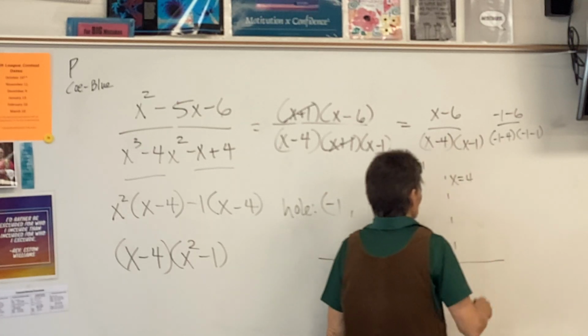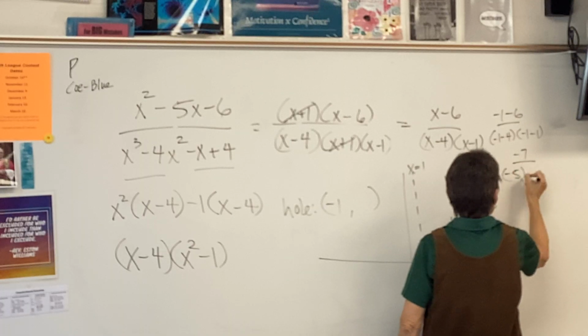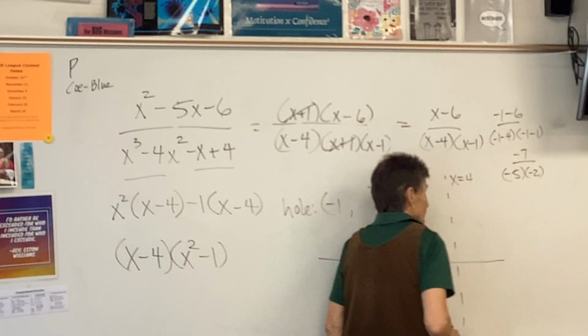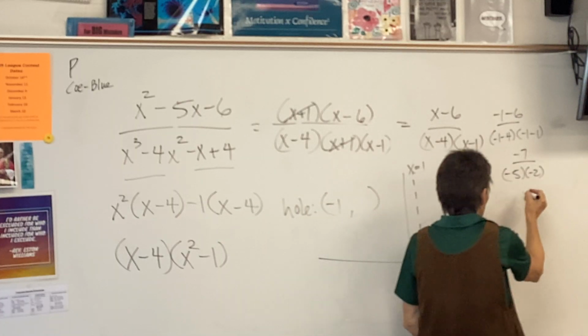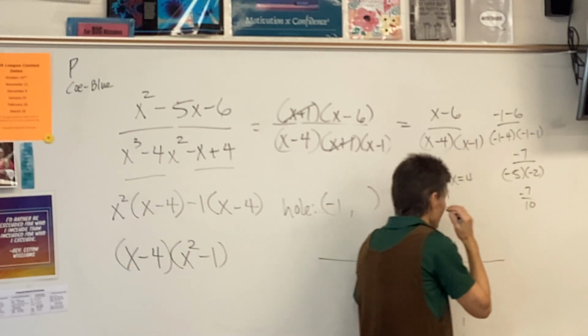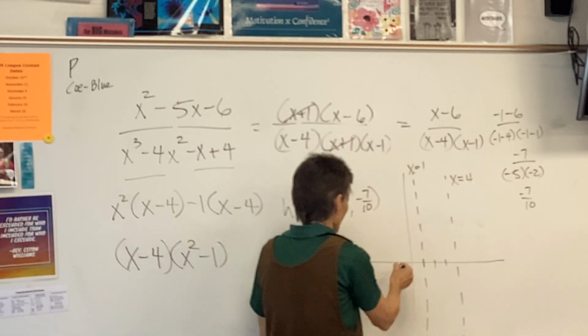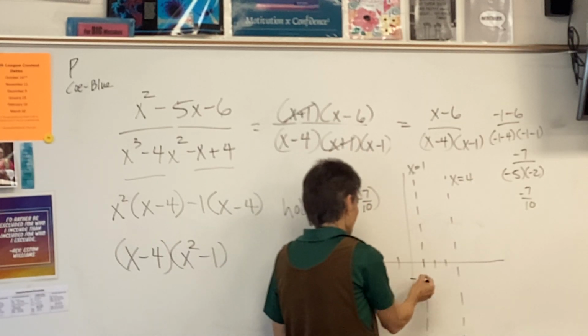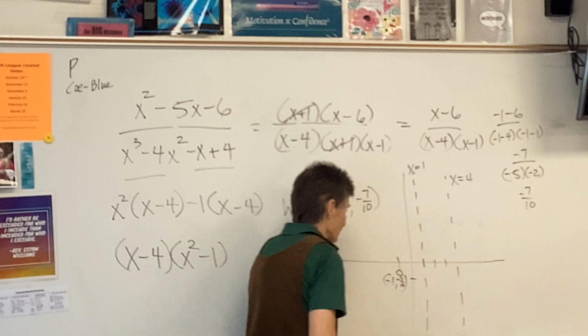What does that equal? Let's see, negative 7 over negative 5 times negative 2. Negative 7 over 10. So my hole is at negative 1, negative 7 over 10.